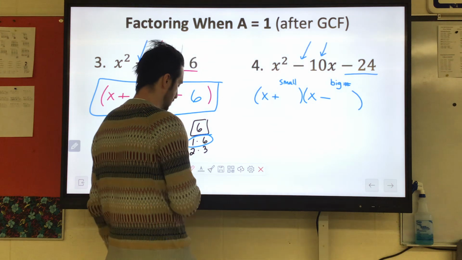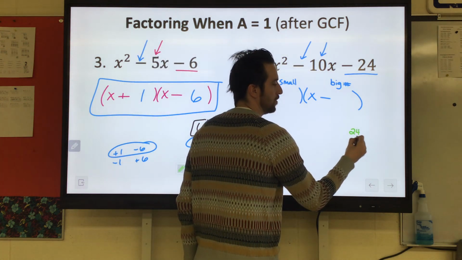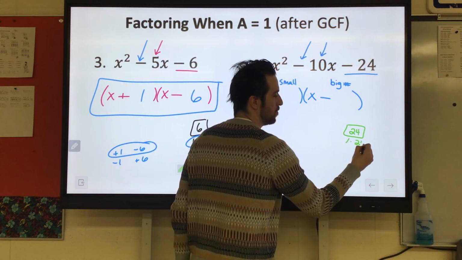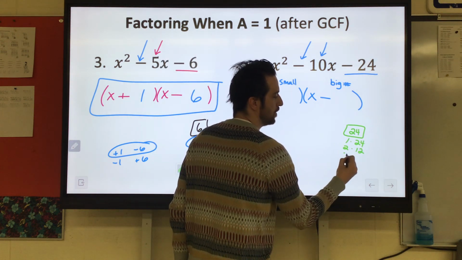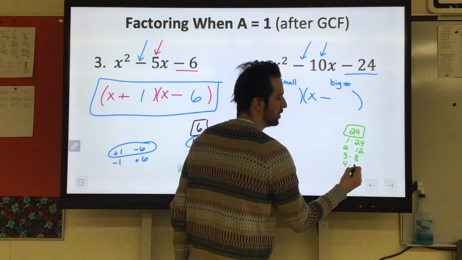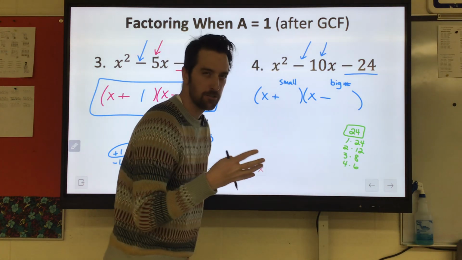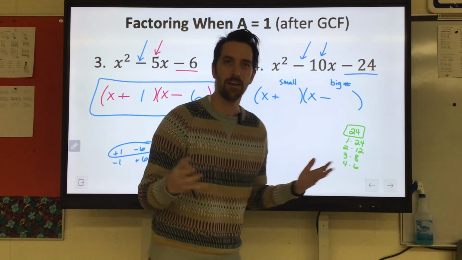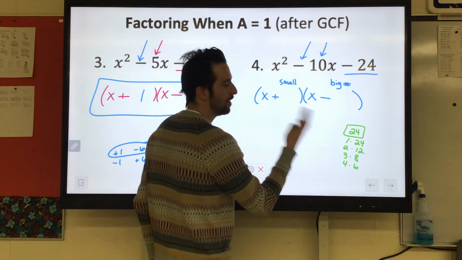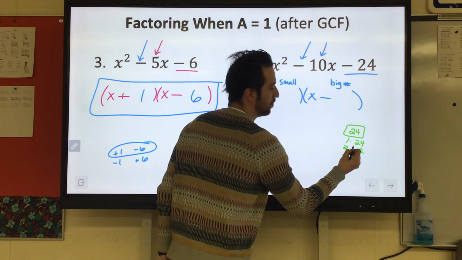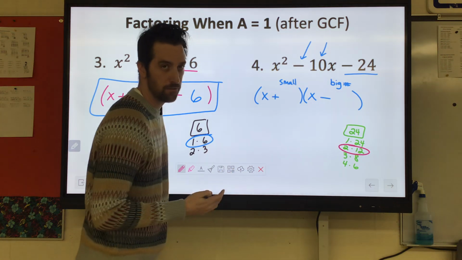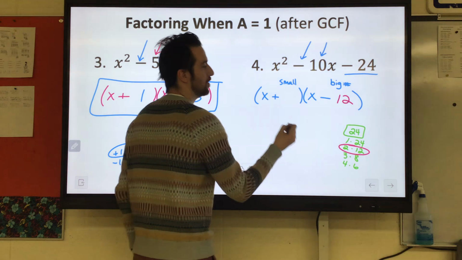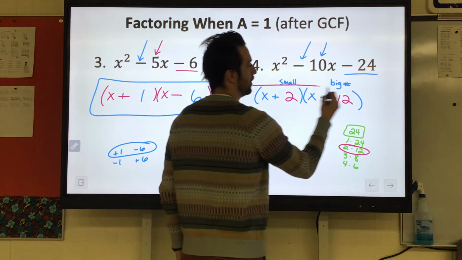So now I'm thinking factors of 24. And I'm looking for a set that is 10 apart. So 1 times 24, 2 times 12, 3 times 8, and 4 times 6. And again, I did this on purpose because these are the tricky ones, because 4 plus 6 is 10, so it's tempting to put that. But we have to have a positive and negative, which means they have to be 10 apart. So we're actually going to use 2 and 12. It says it's going to be minus our big number, that would be the 12, plus the small number, 2. This is our final answer.